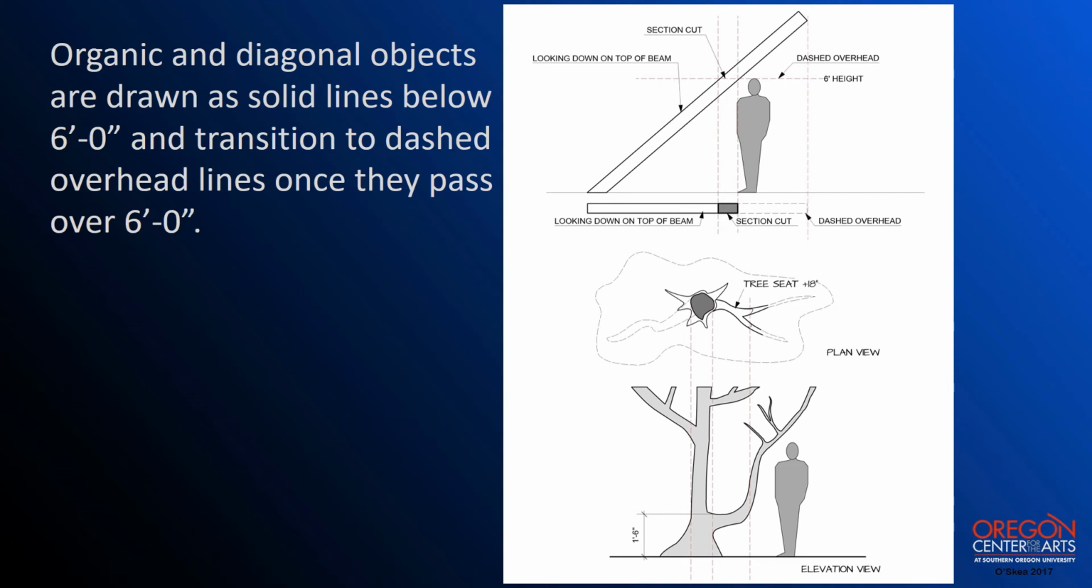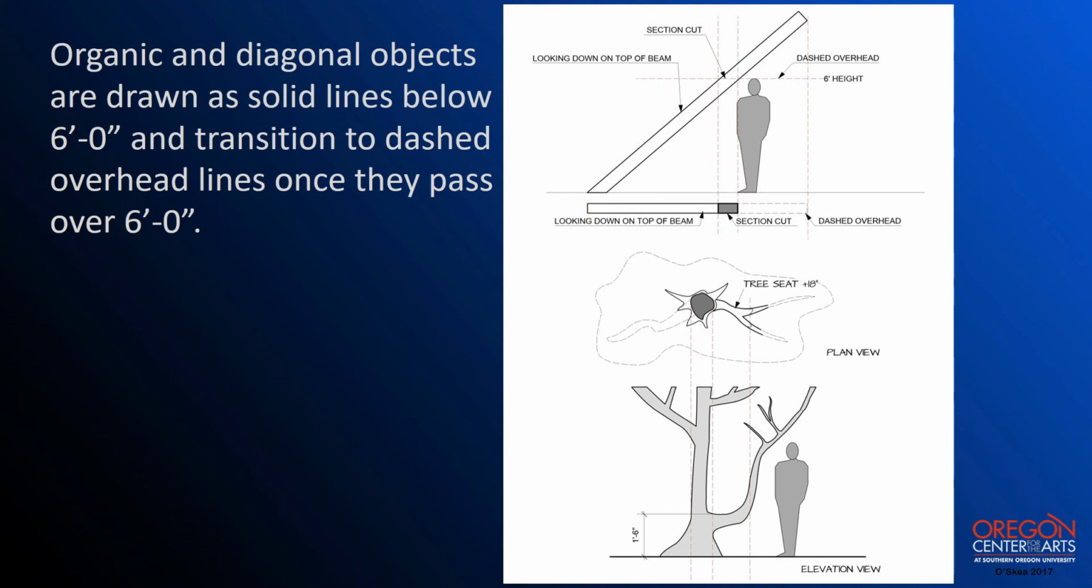They're drawn as solid lines below 6 feet, and they transition to dashed lines overhead once they pass above 6 feet. So if you're doing Crucible or something and you've got a big diagonal beam like this, here's that 6 foot height, if you can see that little red dashed line by the actor's head, that 6 foot height is cutting right through this beam. So all of this portion down over here, we're looking down at the top of the beam. So we're going to draw that just like we would any other object that we're seeing from above in our plan view.